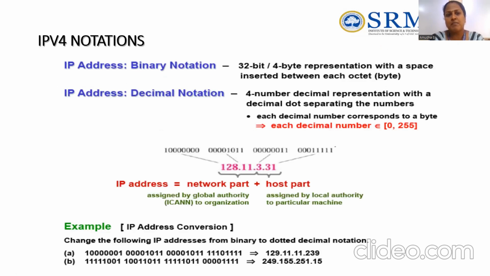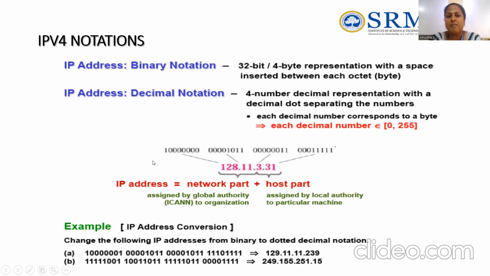We can represent IP addresses in two different types of notation: binary notation and dotted decimal notation. In binary notation, the total size is 32 bits, which is divided into 4 bytes, separated by dots. In dotted decimal notation, there are 4 decimal numbers separated by the dot symbol. So this is a binary representation of an IPv4 address. 128.11.3.31 is a decimal representation of an IPv4 address.